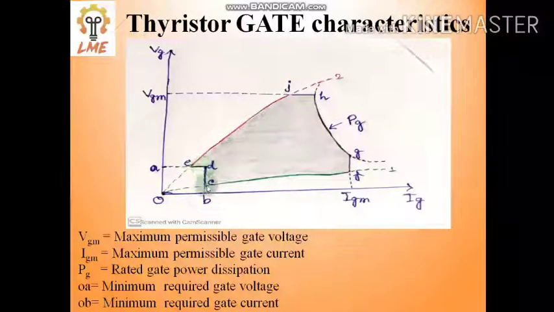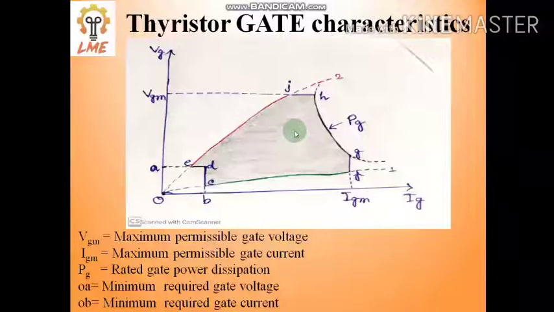So by joining every point, we get a particular area that is covered by E, D, C, F, G, H, J. This sketch area is known as the preferred gate drive area. Means suppose when we want to drive the gate, the voltage and current value should come across any point under this sketch area. So that is the preferred gate drive area.